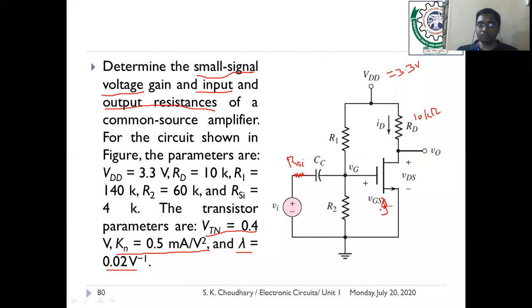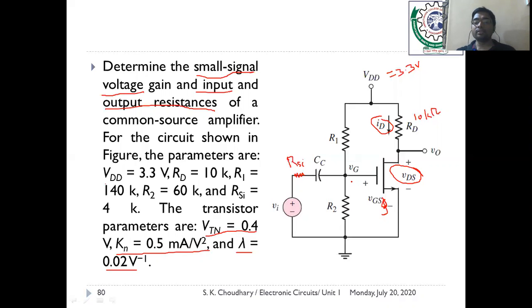So first you have to calculate this VGSQ, and after that you have to find out the IDQ. Once you have found the IDQ, you would automatically get the VDSQ as well from the KVL equation. And once you have determined the DC parameters, you would come to know whether your transistor is working in saturation or non-saturation. This gives you the confirmation that the transistor is acting as an amplifier or not. Once you get this confirmation, you can easily calculate the other unknown parameters like voltage gain, input resistance, or output resistance.